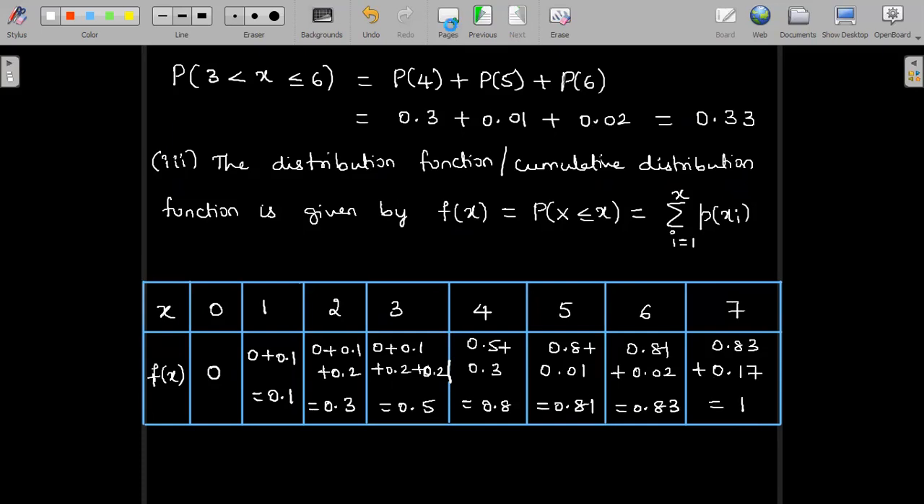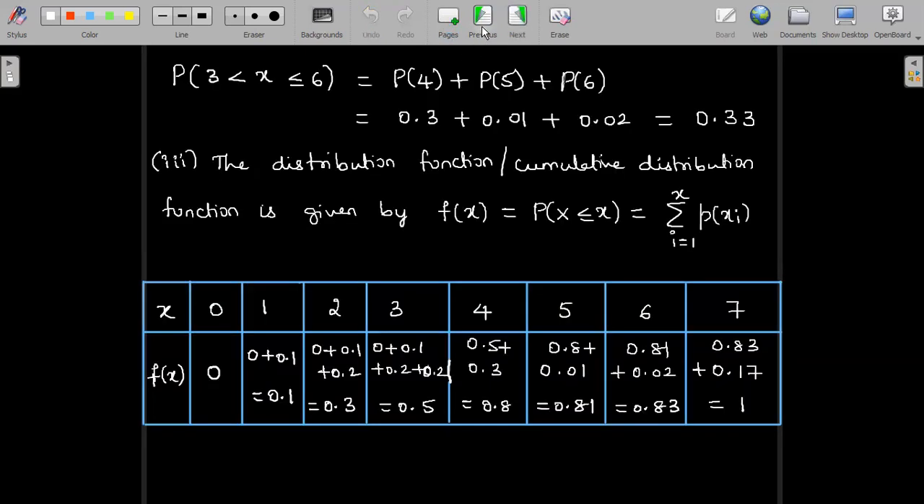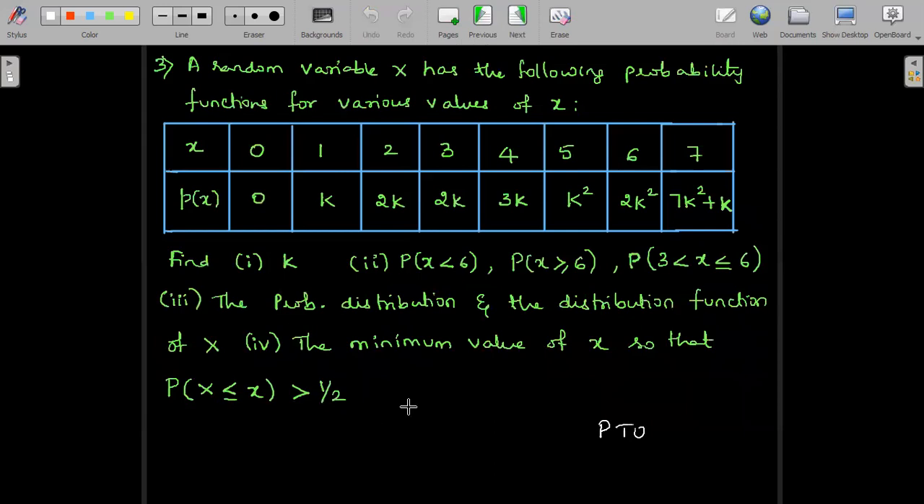Next, we have to find the minimum value with the given condition. We have a condition given in the question, no? The condition says, find the minimum value of x such that the probability of X less than or equal to x is greater than half. Greater than half. So let us find this out.